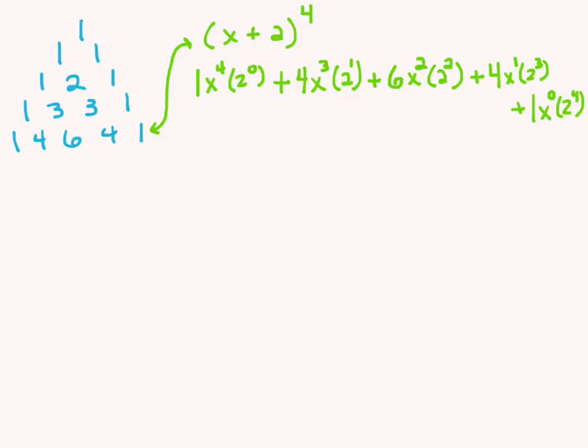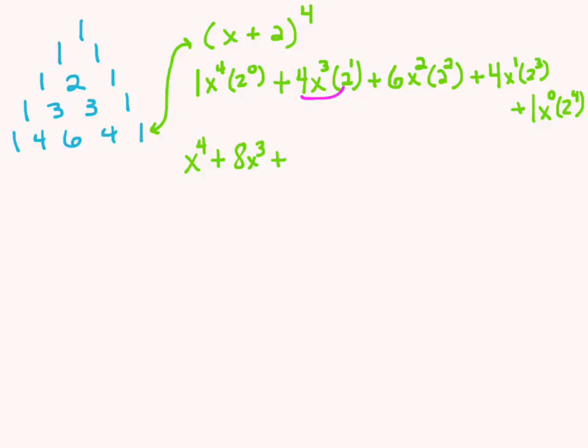All right, so let's go back and simplify this and see what we end up with. On my first term, I have x to the 4th and 2 to the 0, which would just be 1, so that simplifies to x to the 4th. Plus, in my next term, I have 2 to the 1, and so I'm going to multiply the 2 and the 4, which will give me 8 x cubed.